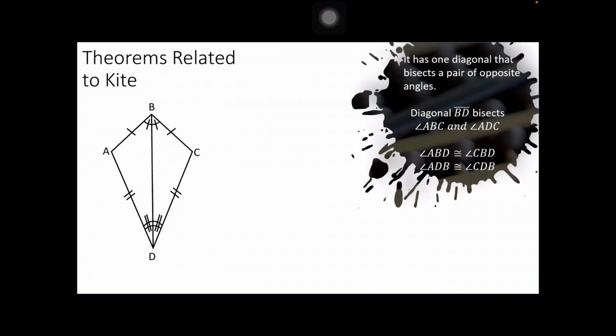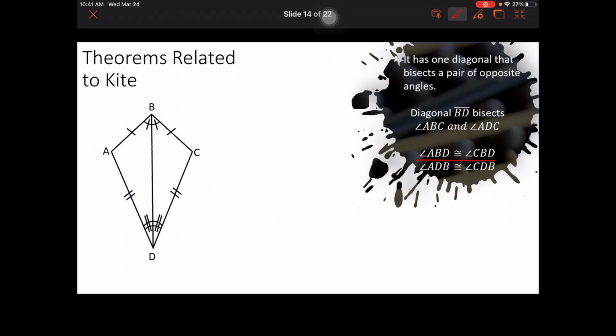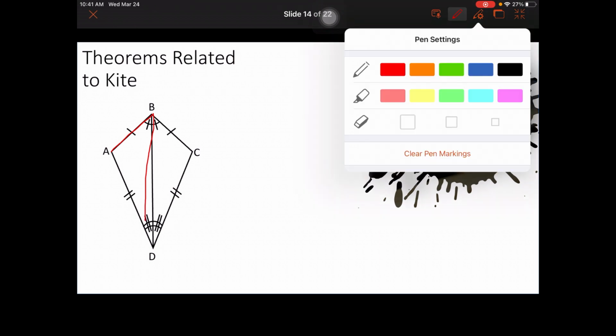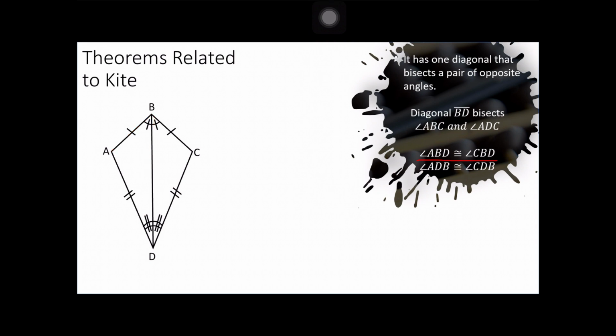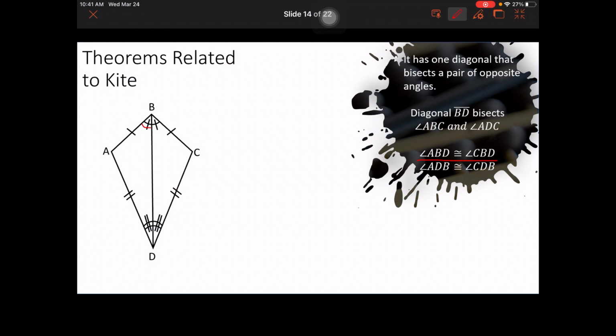Okay, number 6 na theorem natin. It has one diagonal that bisects a pair of opposite angles. Si diagonal BD, binisect daw po niya ang ating angle B into two equal parts. Mapapansin natin dito, angle ABD is congruent to angle CBD. Nakalagay na rin naman po that this is congruent. And then ganun din po, angle ADB is congruent to angle CDB.